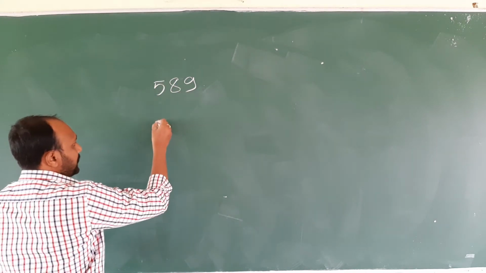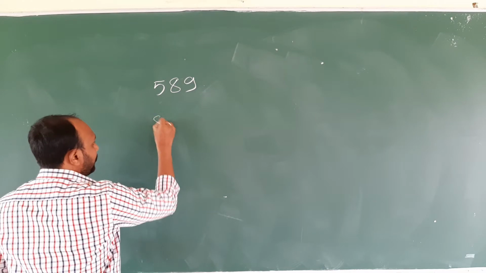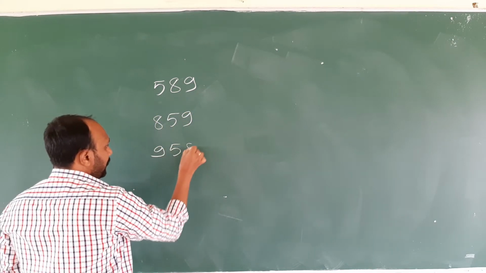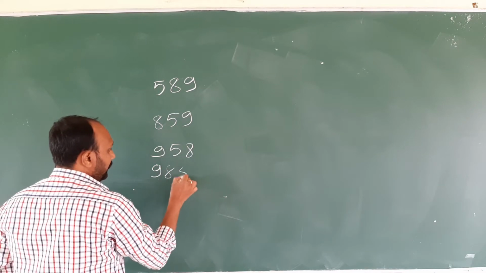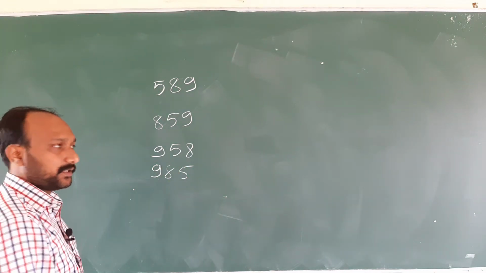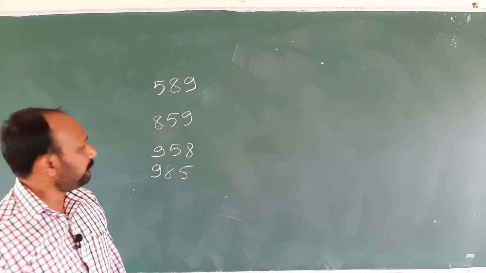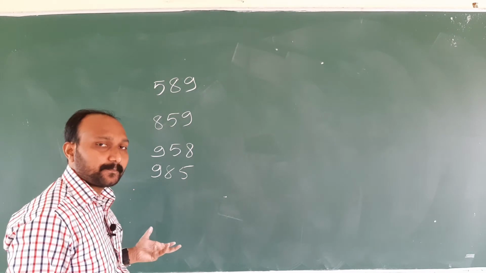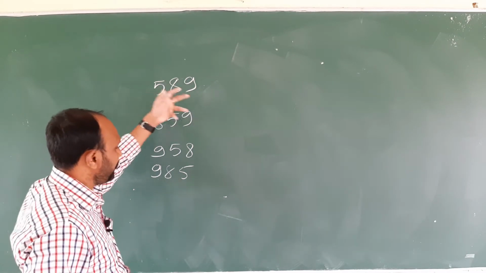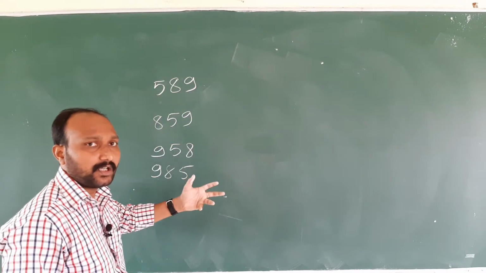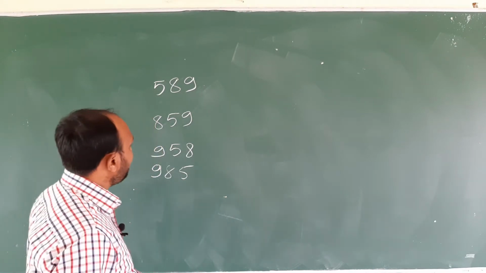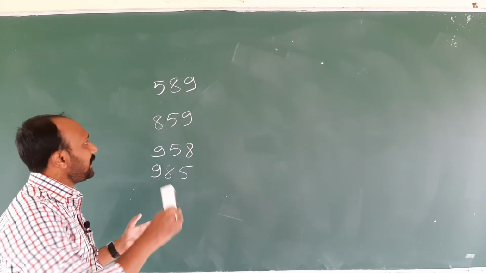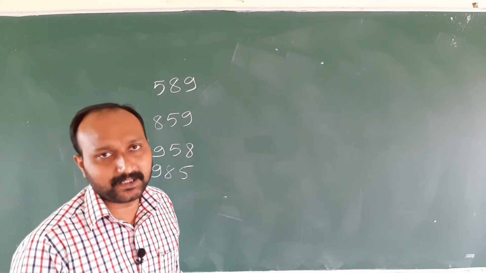For example, please notice, I will be making a little alteration here: 859, similarly 958 or 985. All these numbers are made out of the same digits, but their effective value will change. The overall value of the number will change. How did it happen? It happened because we have interchanged the digits' positions, or changed the position of a digit in a number.